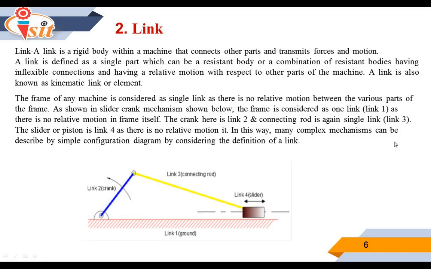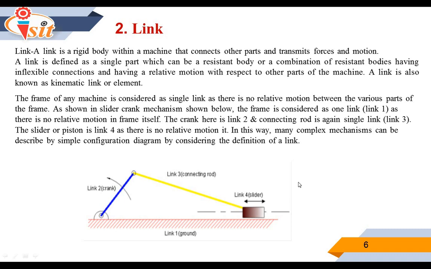Next term, that is link, okay. A link is a part of a machine which moves relative to some other part, and it is called a link or kinematic link or element. So link is a rigid body within the machine that connects other parts and transmits the forces and motion. Link is defined as a single part, which can be a resistant body or a combination of resistant bodies, having inflexible connections and having a relative motion with respect to other parts of a machine. So link is also known as a kinematic link or element.